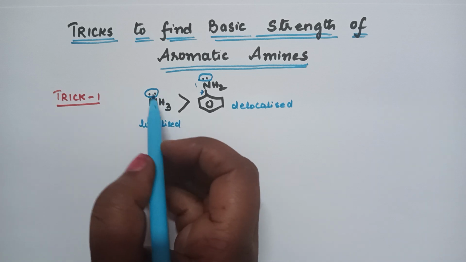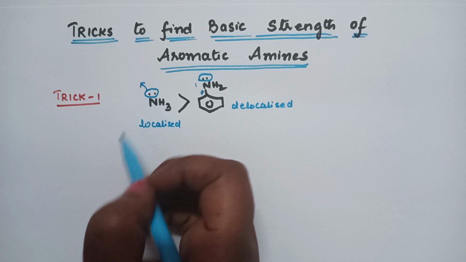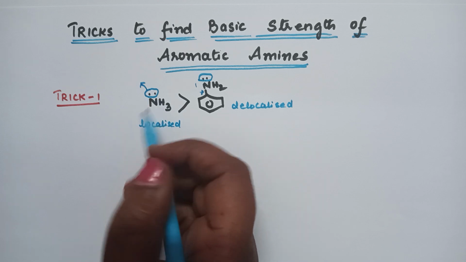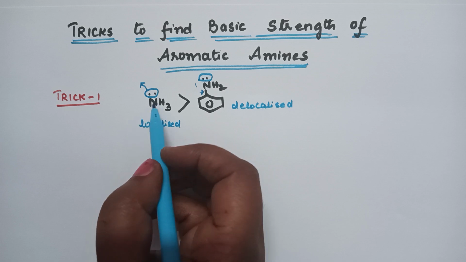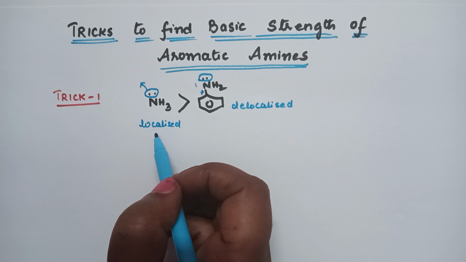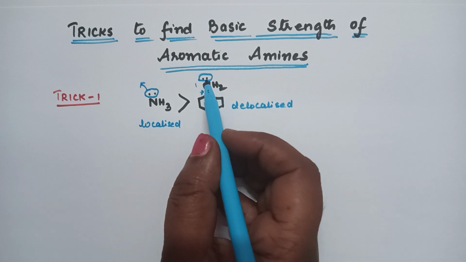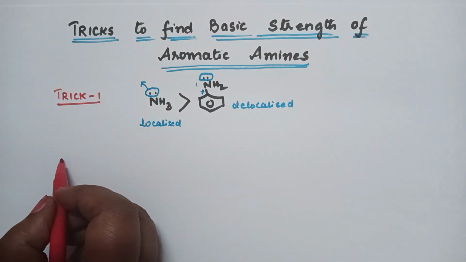Therefore, these electrons can be easily donated by nitrogen because they are localized. Basic strength means it should easily donate the electrons. So here it can easily donate the lone pair of electrons because it is localized. Here it is difficult because it is delocalized. So this is trick number 1. We'll go for trick number 2.